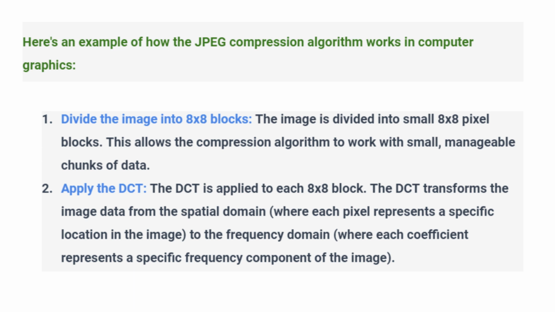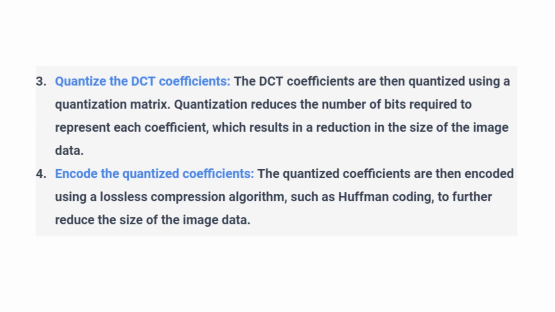Apply the DCT. The DCT is applied to each 8x8 block. The DCT transforms the image data from the spatial domain, where each pixel represents a specific location in the image, to the frequency domain, where each coefficient represents a specific frequency component of the image.